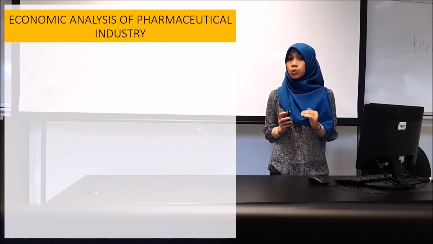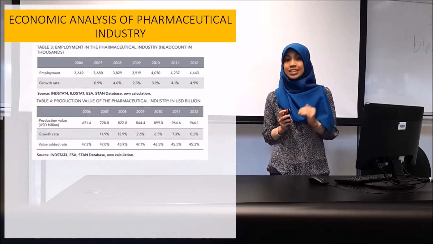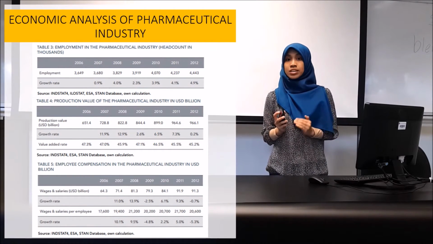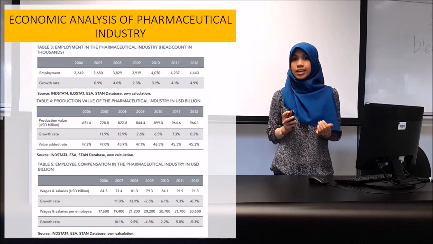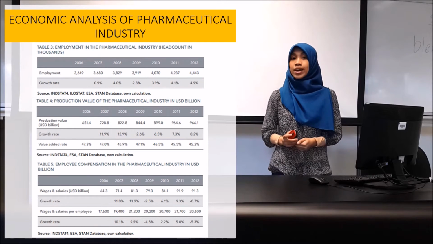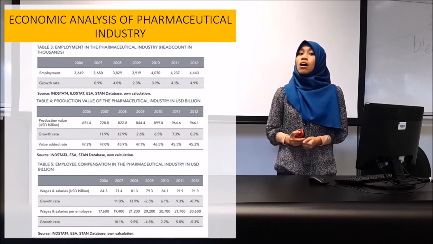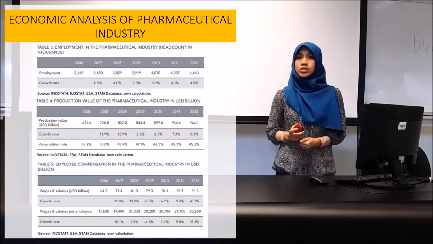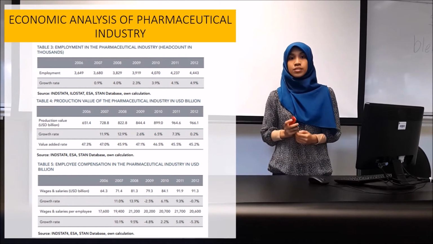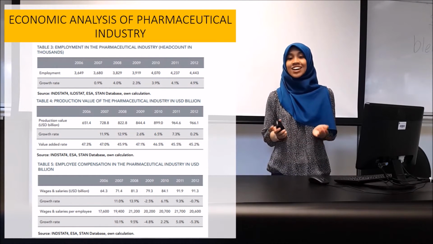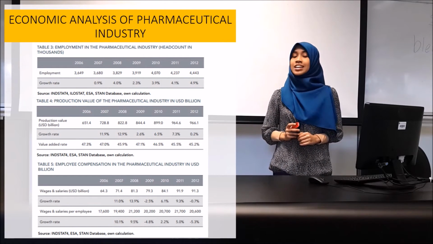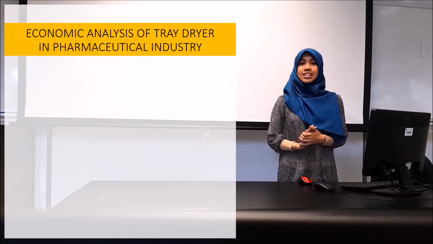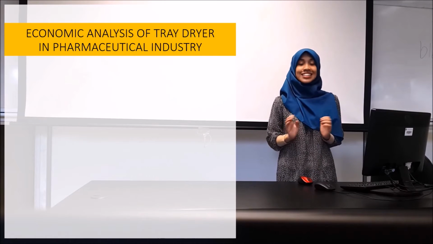Besides the measurement of the growth and job-creating effects of the pharmaceutical industry, the sector-specific production value and the compensation of employees are also calculated on the basis of the gross value added. All these findings from the graph and also the table represent an estimate of the direct economic effects of the sector on a global scale and highlight the economic contribution of the industry in economic growth and the job creation. Okay, now let's move to the economic analysis of the tray dryers in pharmaceutical industry.